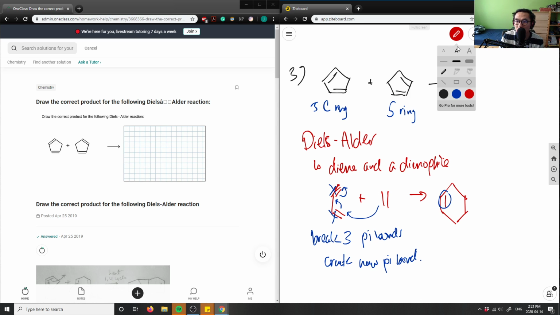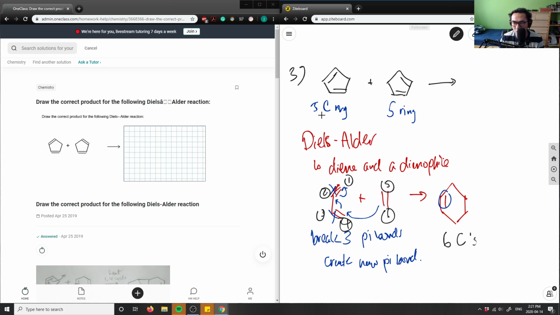Because again, if you count the carbons here, we have 1, 2, 3, and 4. This is 5 and 6, which means my product has to have 6 carbons. So if I have 5 carbons here and 5 carbons here, because you can't lose carbons randomly, my product has to have 10 carbons. So again, what would I create if I were to combine both rings together?